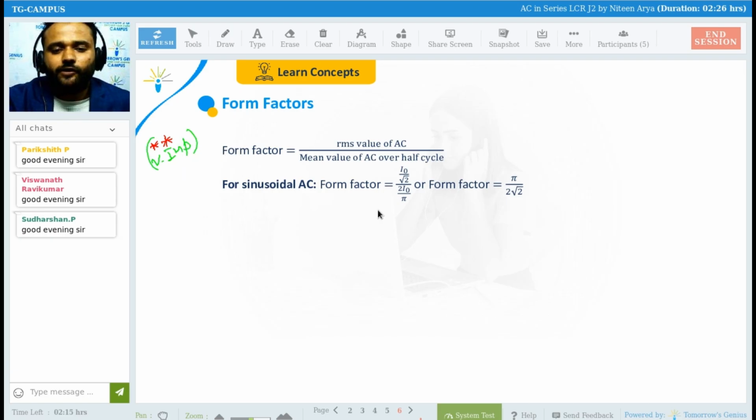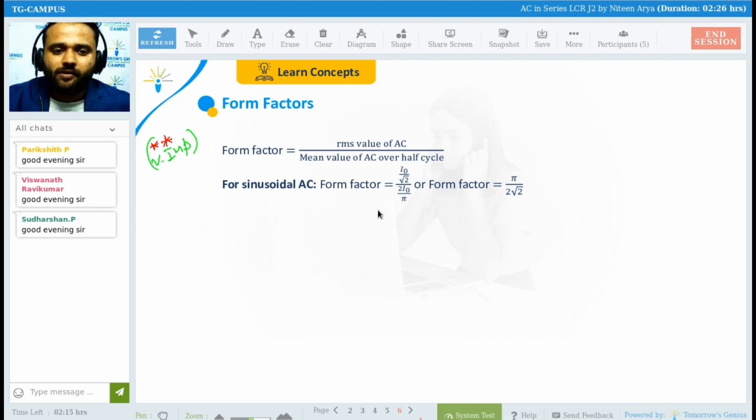Okay, so form factor, what is the meaning of form factor? First of all, it is the RMS value of an AC divided by the mean value of AC over half cycle. Why half cycle? Because we know the mean value of alternating current, alternating voltage over a complete cycle is going to be 0. Clear? So as you can see, form factor is not dependent on anything, but it is in general important.